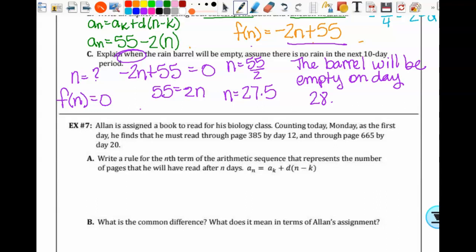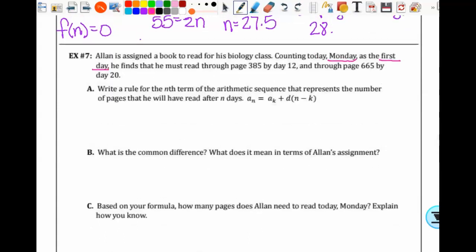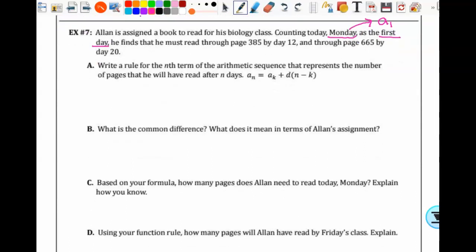Everybody okay with all that? Any questions? Okay, so let's look at some other wording that can make our brains hurt sometimes. So Alan is assigned a book to read for his biology class, counting today Monday as the first day. Okay, so that means Monday is A sub 1. They're telling us it's the first day. He finds that he must read through page 385 by day 12.